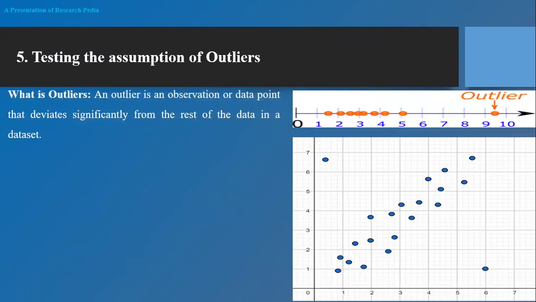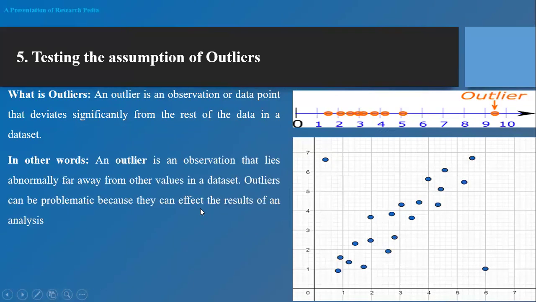What is an outlier? An outlier is an observation or data point that deviates significantly from the rest of the data in a data set. If you see here, there are some data points which are following some direction, but there are two points which are away from this direction. So these data points are basically the outliers because they deviate from the other data points. So in other words, an outlier is an observation that lies abnormally far away from the other values in a data set. Outliers can be problematic because they can affect the result of an analysis.